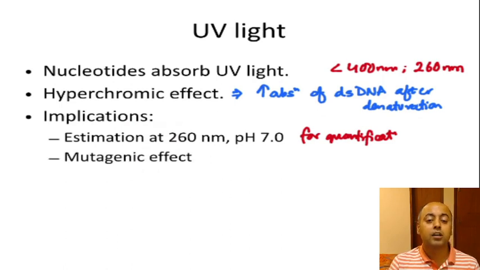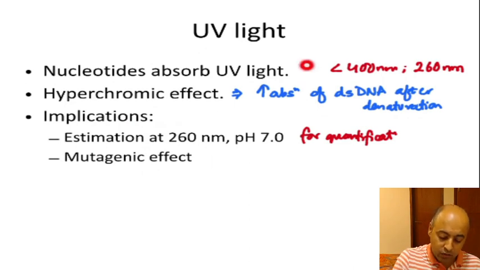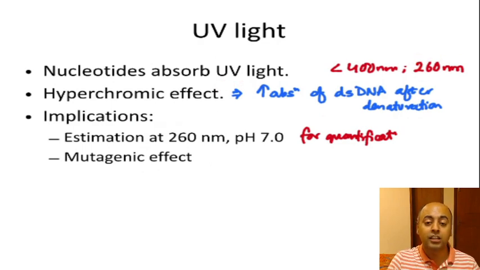And second, because UV light will have lots of energy. Remember, we had read in our school that light has dual nature, wave nature and particle nature. And there we had said, more is the wavelength, less is the energy. Less is the energy, more is the wavelength. So here we are dealing with something which is in the UV range. So UV range will have a very low wavelength. Therefore, it has lots of energy. This lots of energy can cause changes in the nucleotide sequence of the DNA and the RNA. We call this the mutagenic effect. So UV light has a mutagenic effect.